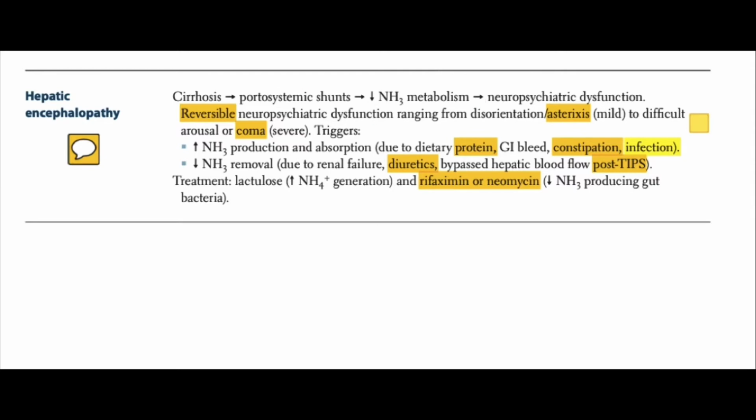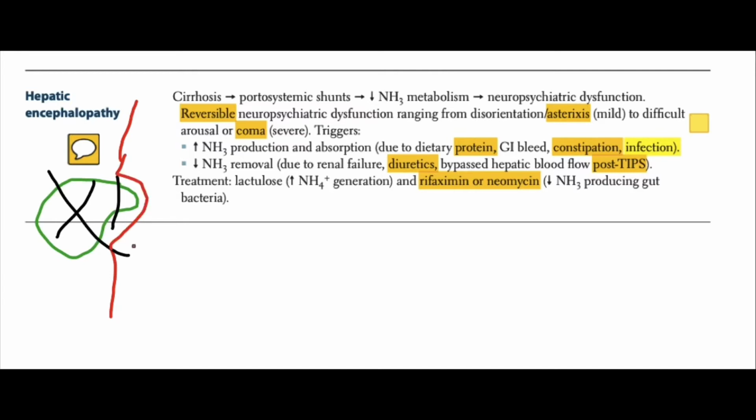Let's suppose here we have a liver, and here is our portal system, and here is our systemic circulation. When the liver is damaged or not functioning, what will happen? The portal circulation will meet the systemic circulation directly, as the liver is not detoxifying any agents, so all the agents will be in the systemic circulation.